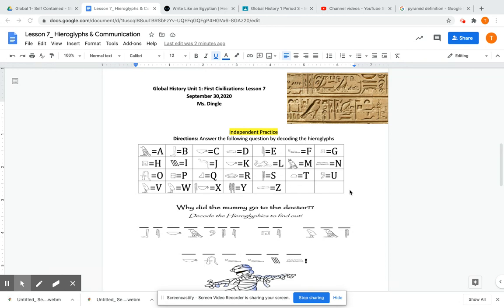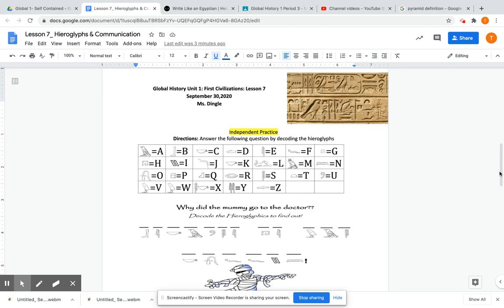Okay, so we've watched the video, we completed our note-taking sheet, we had a discussion about hieroglyphics, what it entails, how we read it, what they are, all right? We've talked about all of this. Now, we're ready to decode some hieroglyphics. In today's independent practice, you're going to answer the following question by decoding the hieroglyphics.